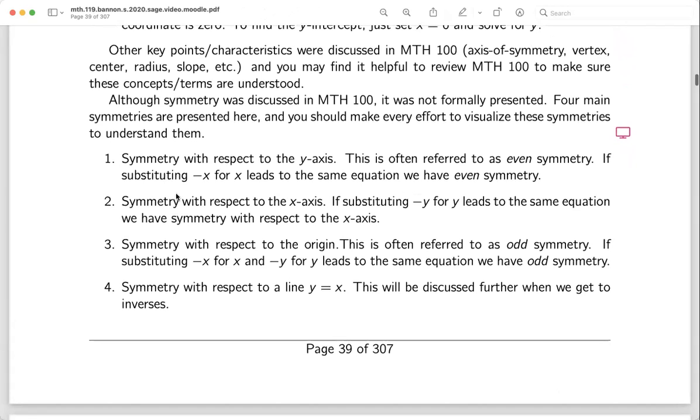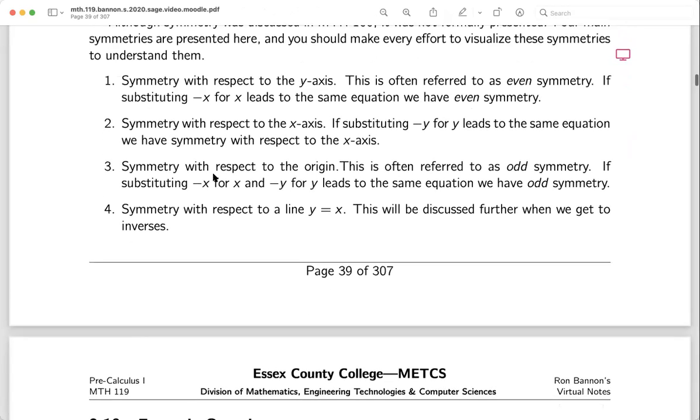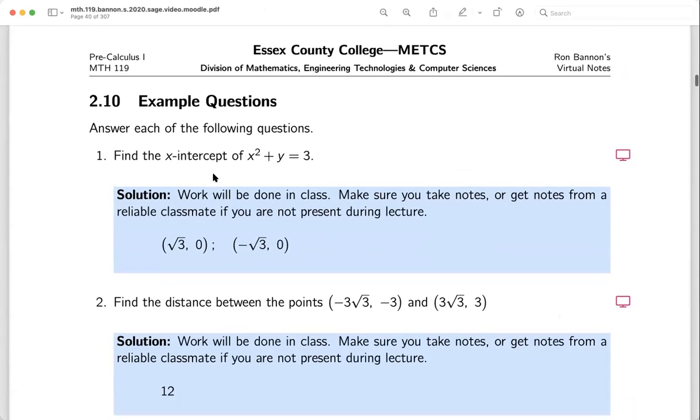This symmetry business. It's tough though. We'll go through it. Some people say, oh, it's so tough, I can't do it. You've got to try. All right. So what are we going to do now? We're going to do the example questions.